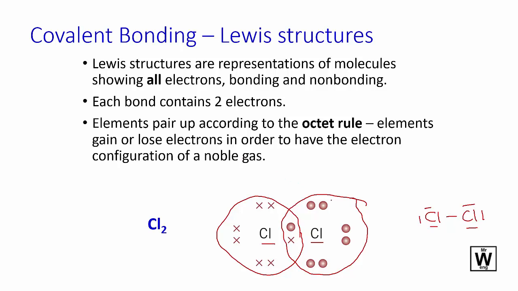Okay, so generally we're just trying to fill the octet, so whether it's a 2, 8, 8, whatever shell is the full shell for that element, and they will either do this by sharing electrons, whether it's evenly or, as we'll see later, a little bit unevenly.